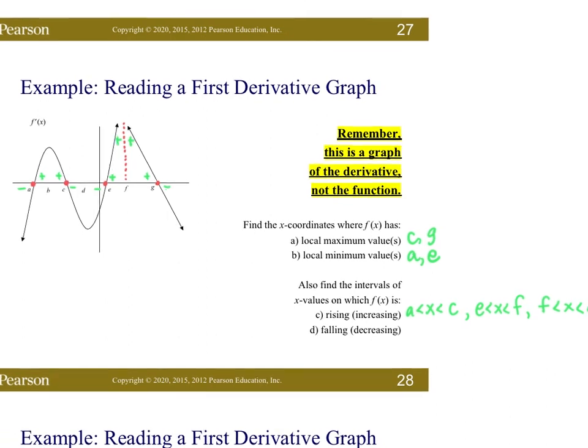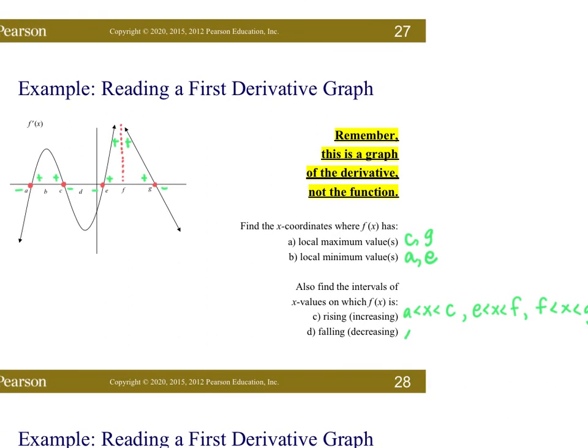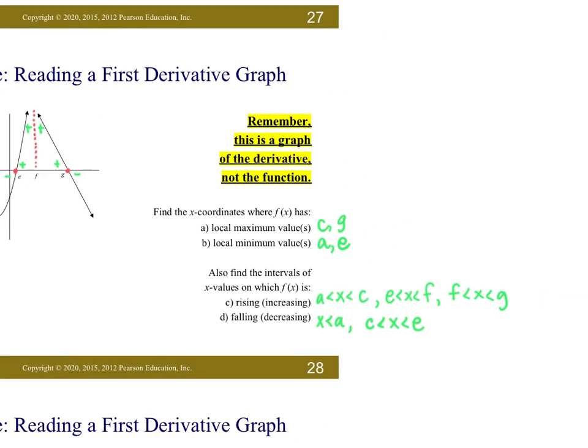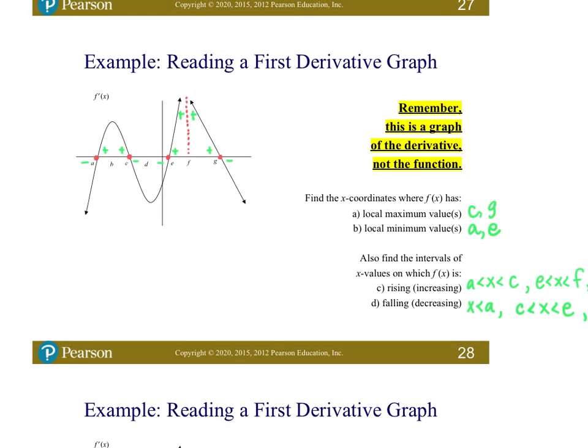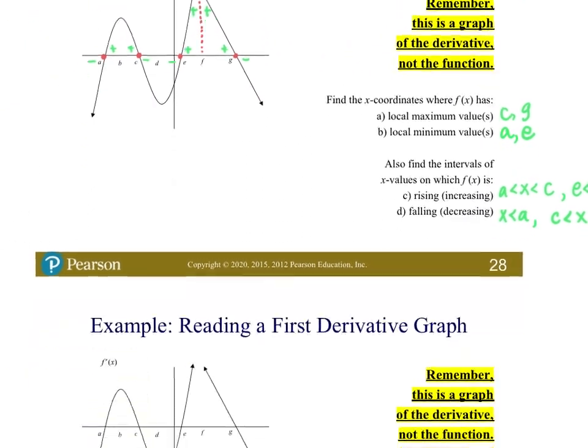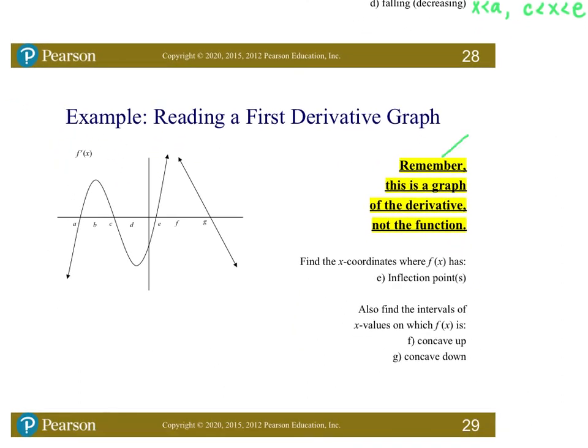And the decreasing are anywhere I've put a minus sign, so anything that's less than A, anything from C all the way to E, that's all minus signs. C, D, and E are all minus. And then anything after G, so x is greater than G. And those are your maximum, rising, and falling. And then we're going to skip this last one. We'll talk about that at a later date.